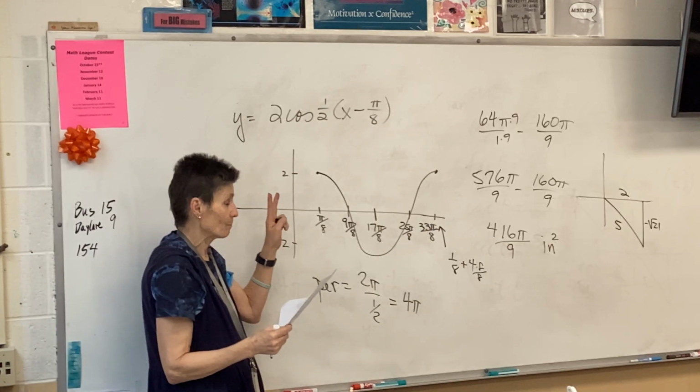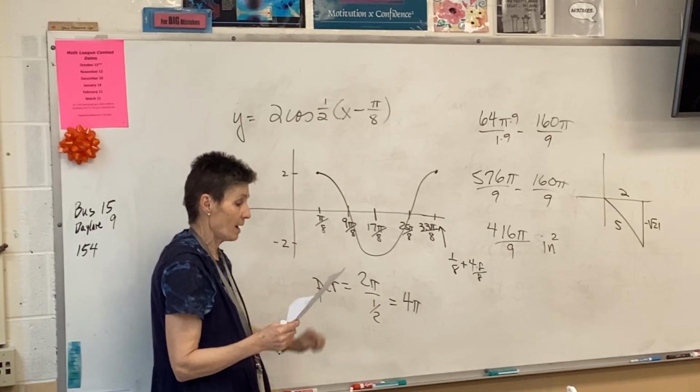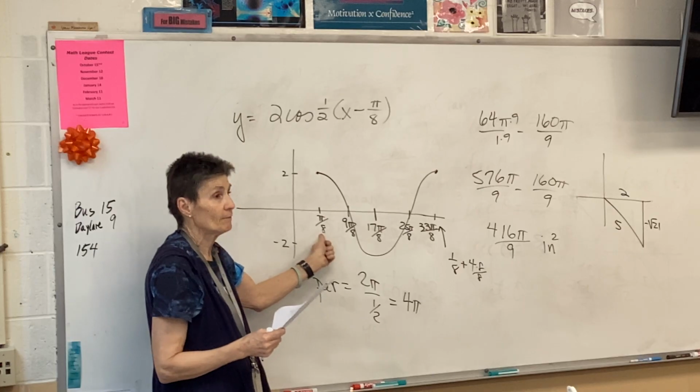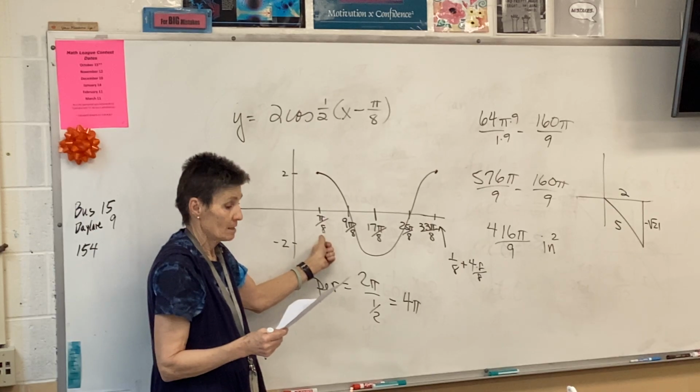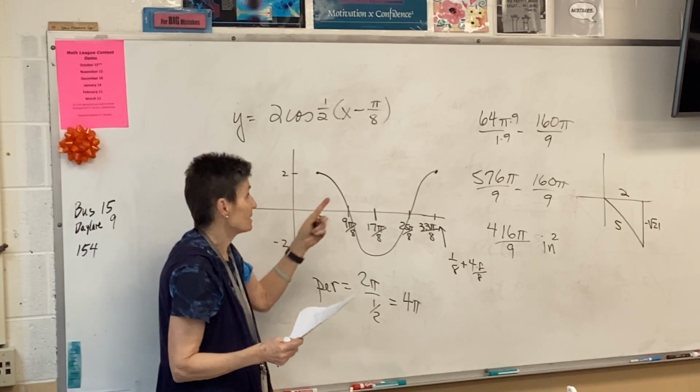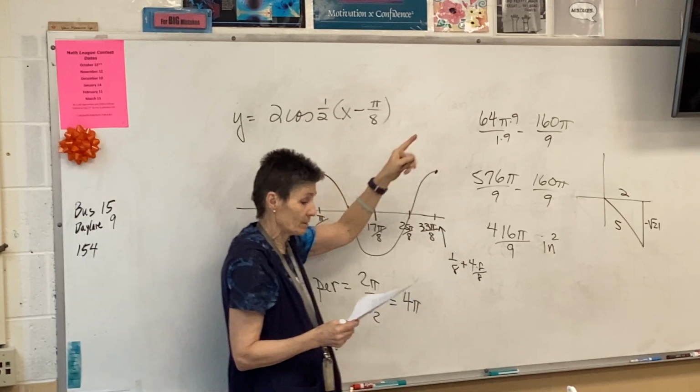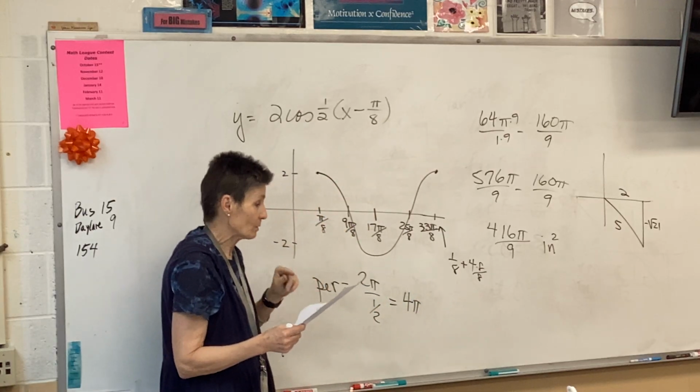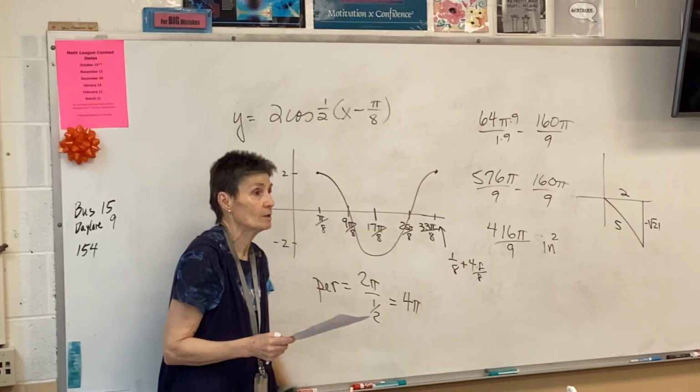Amplitude is 2. Period is 4 pi. Phase shift is pi over 8. Vertical shift is 0 because there's no number out here. And frequency is 1 over 4 pi.